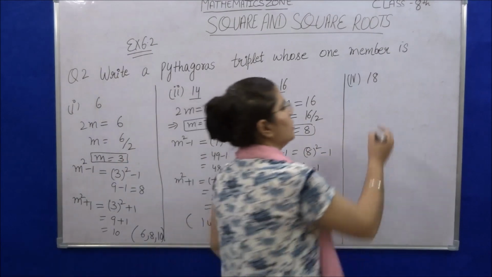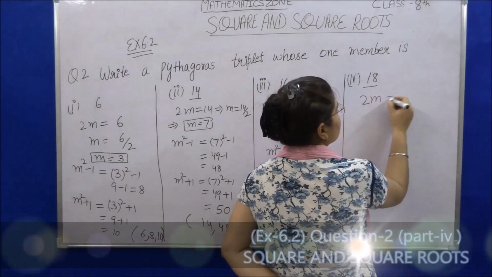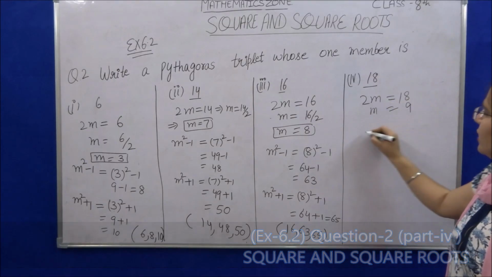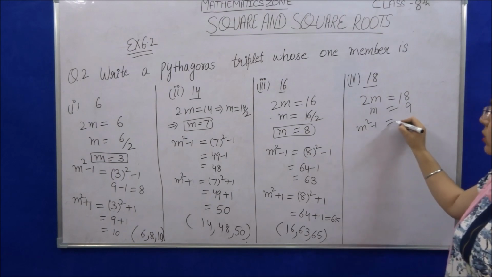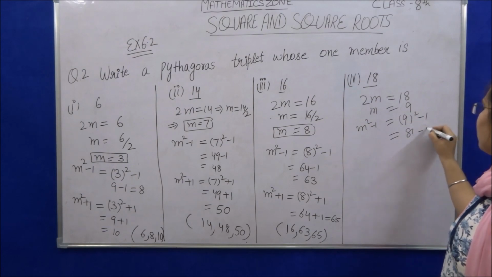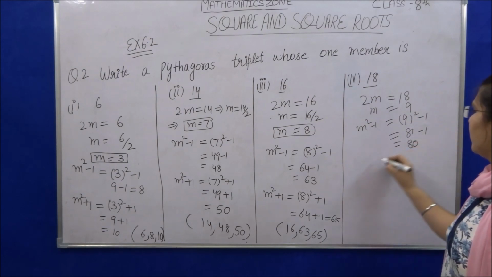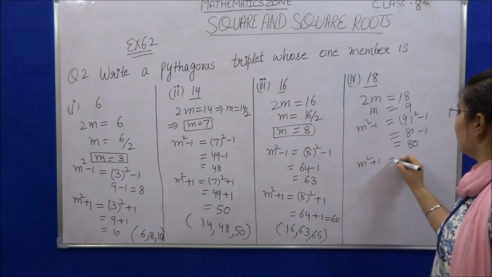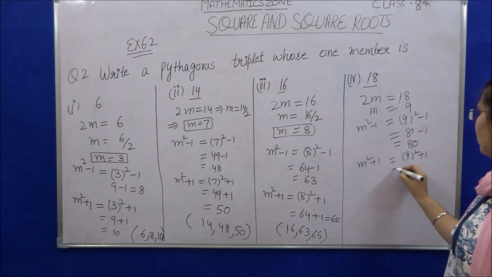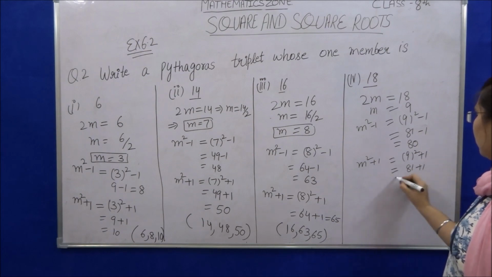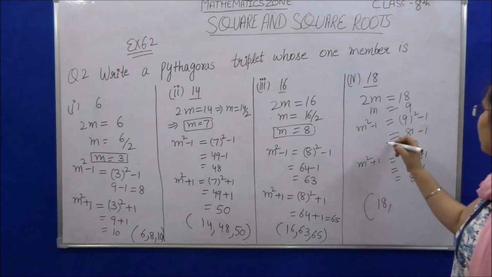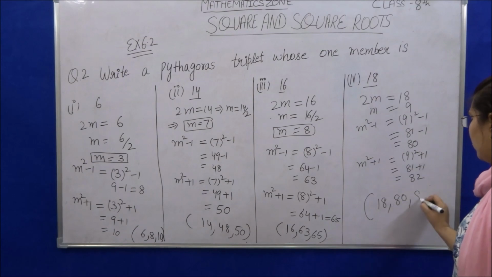Next question can be written like 2m equals 18. So here m will be 18 by 2, 9. M square minus 1 will be equal to 9 square minus 1, which will be 81 minus 1, 80, and m square plus 1 will be 9 square plus 1, 81 plus 1, 82. So our Pythagoras triplet will be 18, which is given to us, next is 80 and 82.